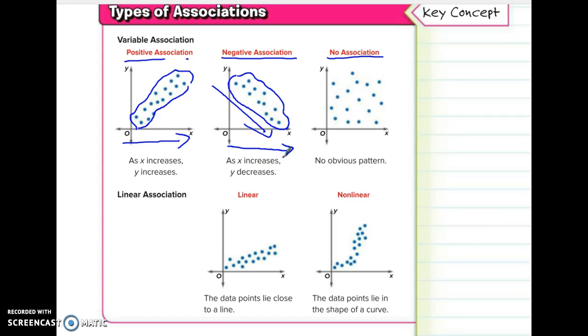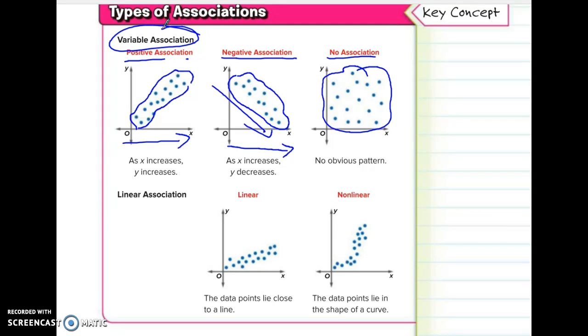If you look at our last picture, there's none that are generally going up, there's none that are generally going down. It's all kind of just random. They're just everywhere in that graph. There's no association. There's nothing that we can say. We can't really make a general statement about that. So that is our variable association categories.